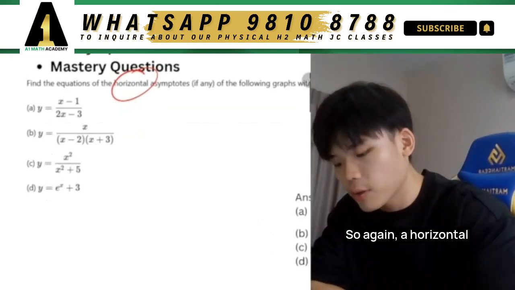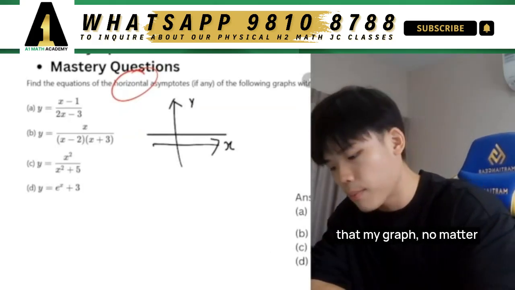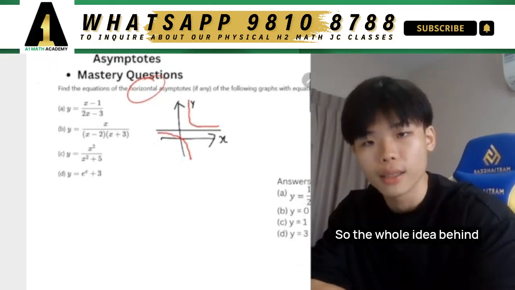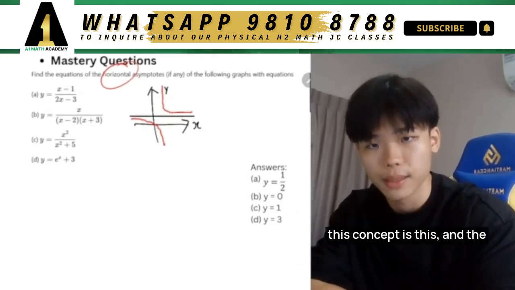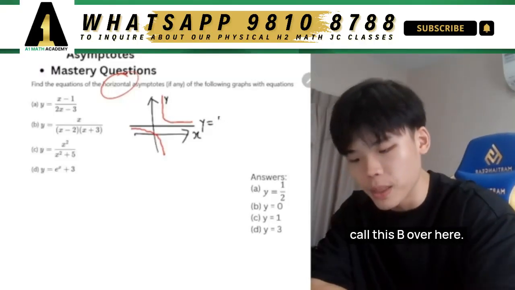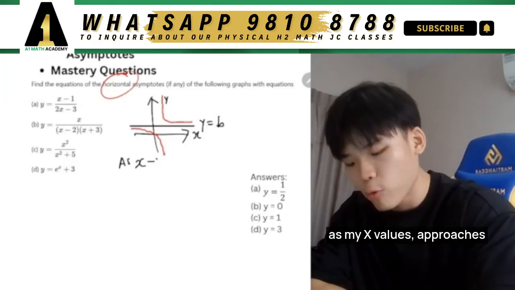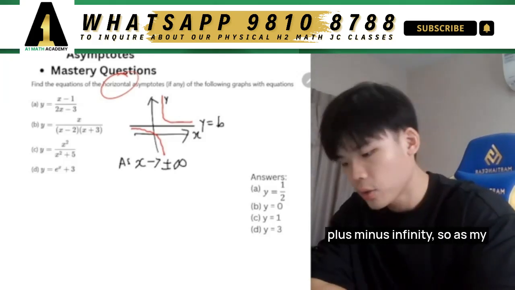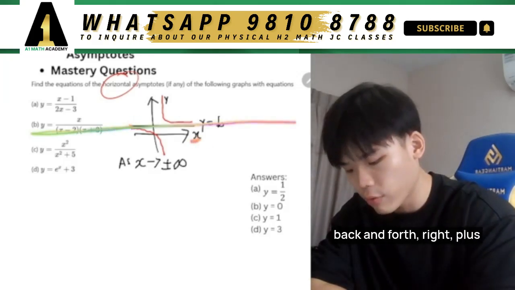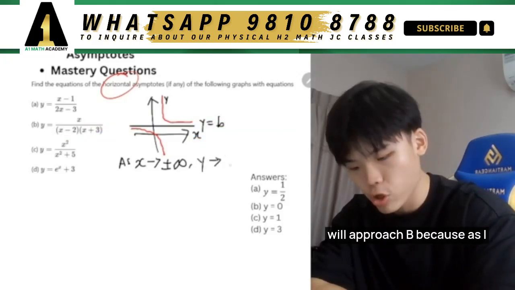So again, a horizontal asymptote is one that looks like that, whereby it's a flat line that my graph, no matter what, will never touch, right? So the whole idea behind this concept is this. The general formula for this is y equals something, and I'm just going to call this b over here. So the whole idea behind it is, as my x values approach plus minus infinity, so as my x value over here goes back and forth, plus minus infinity, my y value will approach b.